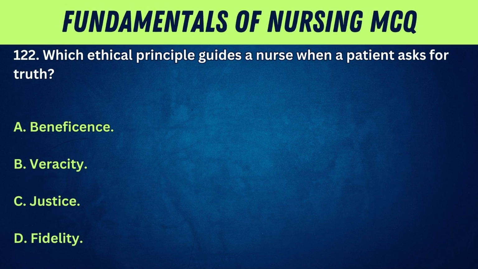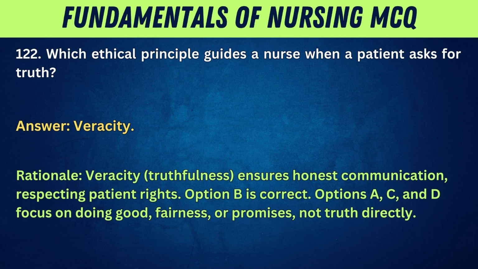122. Which ethical principle guides a nurse when a patient asks for truth? A. Beneficence. B. Veracity. C. Justice. D. Fidelity. Answer: veracity. Rationale: veracity, truthfulness, ensures honest communication, respecting patient rights. Option B is correct. Options A, C, and D focus on doing good, fairness, or promises, not truth directly.